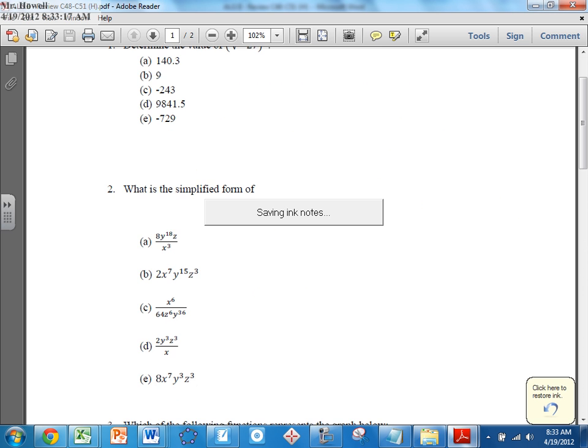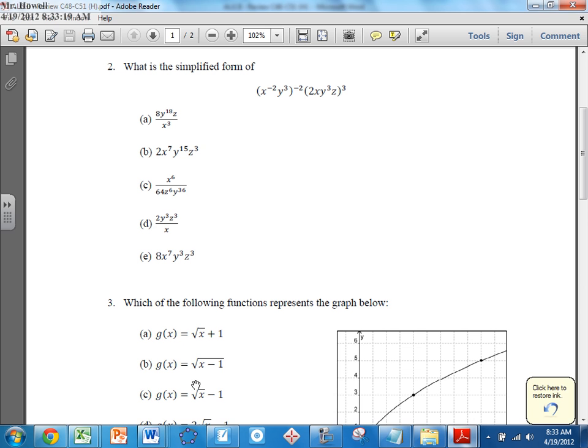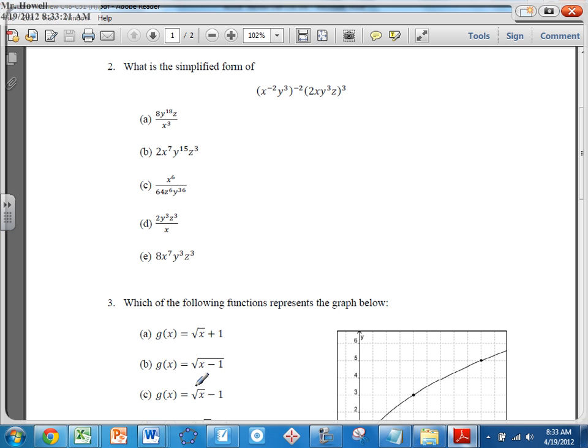Number 2, what are we doing here pretty much? Good, distributing, combine like terms, multiplying through. So quickly, let's do this. We got, distribute the -2 first. We get x to the positive 4. We get y to the -6 times 2 to the 3rd, x to the 3rd, y to the 9th, z to the 3rd. Again, do I need a times symbol in the middle there? No. No, I don't. We know that it's times here, okay?